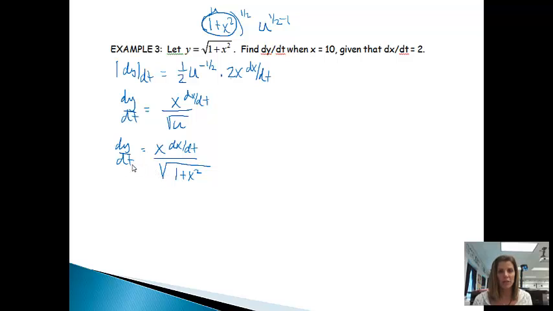Now we just get to plug in what we know. We know that x is equal to 10. We know that dx dt is equal to 2, and again down here we know that x is equal to 10. So if I figure this out, we're going to have 10 times 2, which is 20, and then over the square root of 10 squared, which is 100, plus 1, which is 101. So that is how fast y is changing with respect to time. Hopefully now you can solve basic related rates problems.